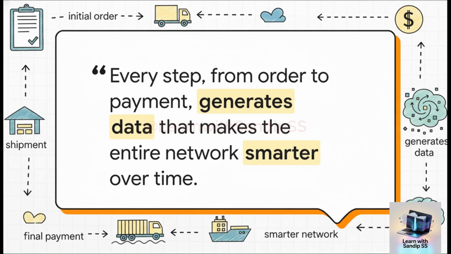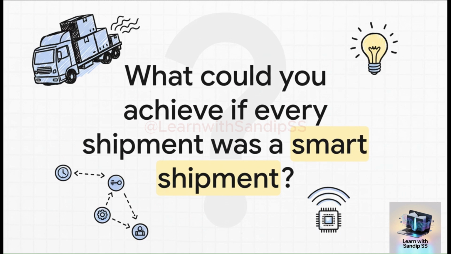And this is probably the most crucial point to take away from all of this. It's not just about getting one shipment right. The key is that every single step, from that first order all the way to the final payment, generates data. And all that data makes the entire network smarter and smarter over time. It's a learning system. So I'll leave you with this question to think about. What could your business really achieve if you move beyond just shipping boxes?